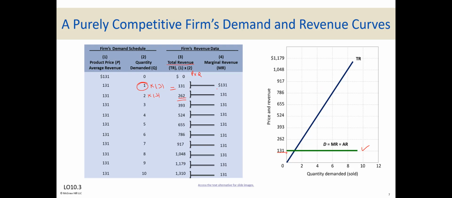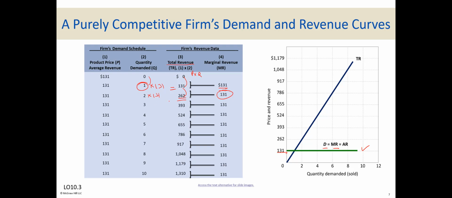And marginal revenue is the change in revenue as you sell one more unit. For instance, you sell from no unit to 1 unit, the total revenue increases by 131. And you sell from the 1st to the 2nd unit, total revenue increases by 131. Therefore, marginal revenue is the same as the price of the product. That's why demand equals marginal revenue here.